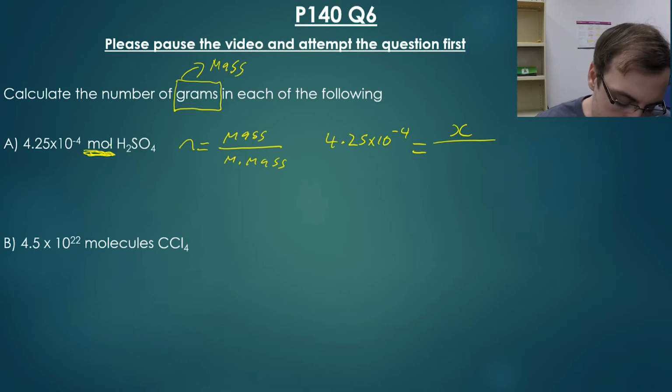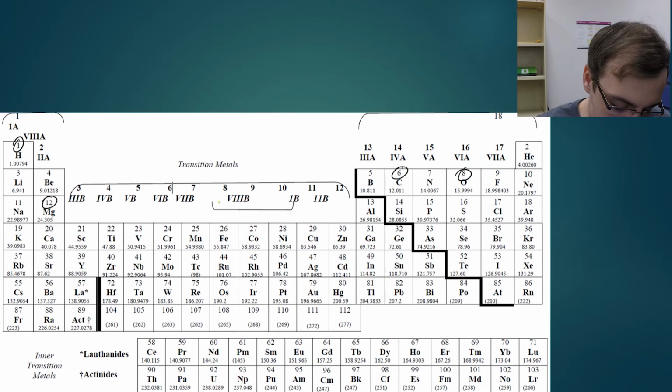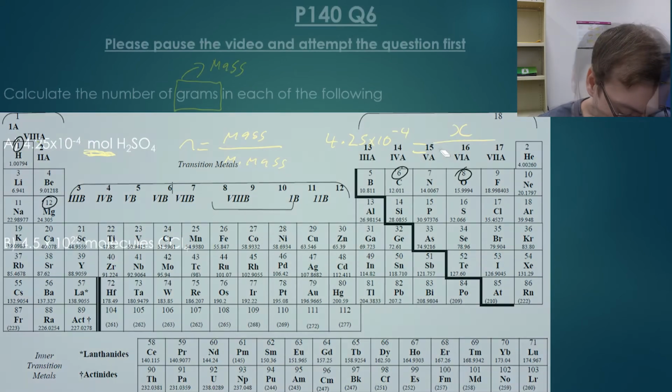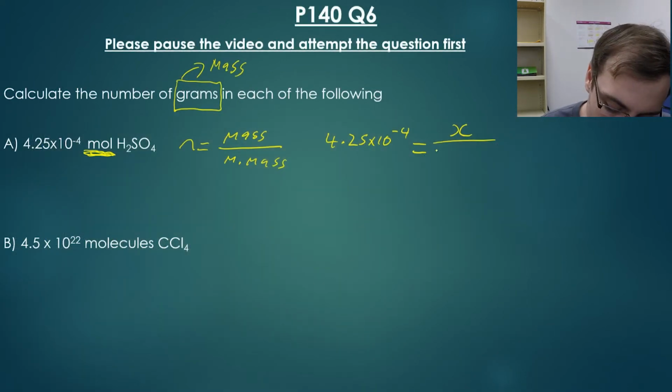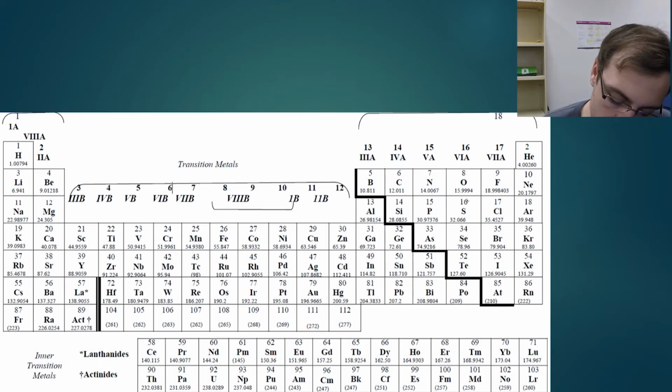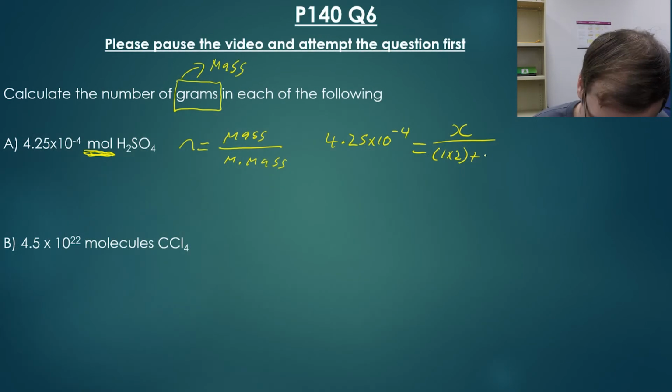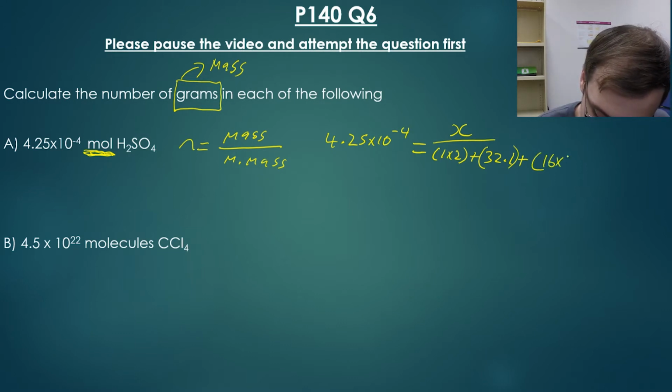So we look at the molar mass for hydrogen. Hydrogen, we can see over here is 1. And because there's 2 of them, it's going to be 1 times 2 plus. Now we look for sulfur. And we can see sulfur over here at 32.066. So we're going to round that to 32.1. So we're going to have 32.1 plus, and there are 4 oxygens. So it's going to be 16 times 4.